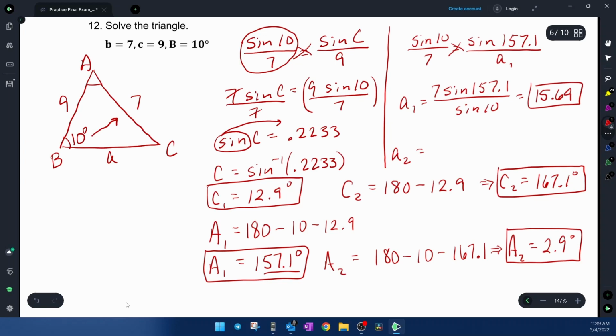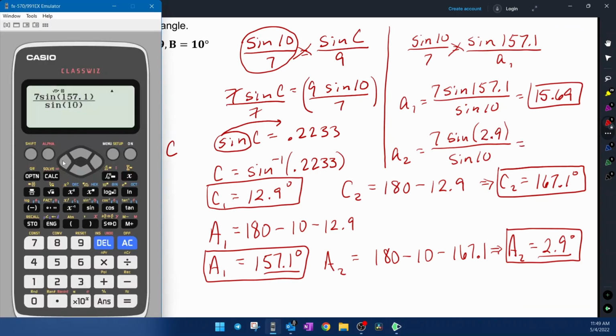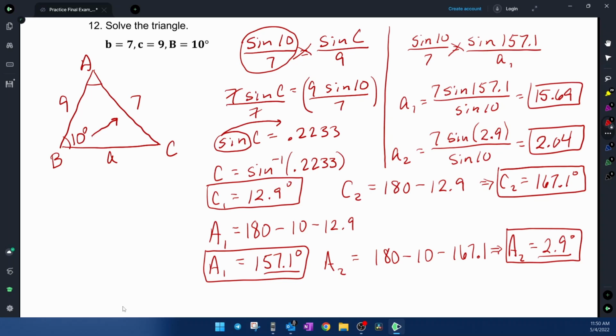Now, as a shortcut, side A2 is going to be exactly the same button pushes as side A1, except we're going to use A2. So instead of 157.1, we're going to use 2.9. And that means on our calculator, all we have to do is scroll back and delete angle A1 and insert angle A2. And again, rounded to 2 decimal places, 2.04. And that gets all of the answers for problem number 12.